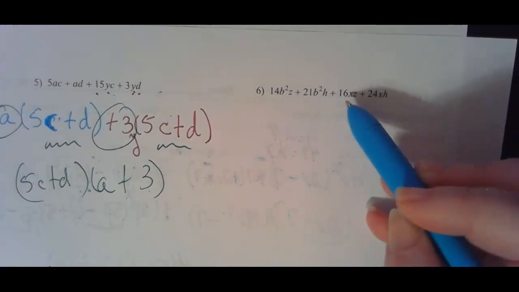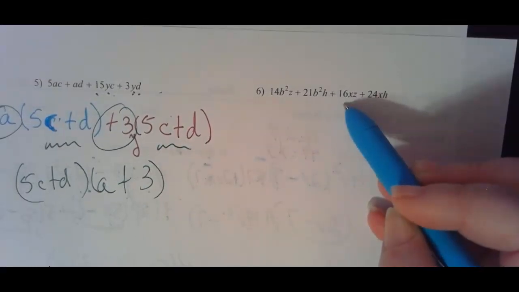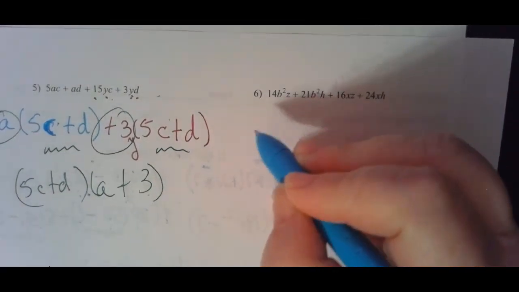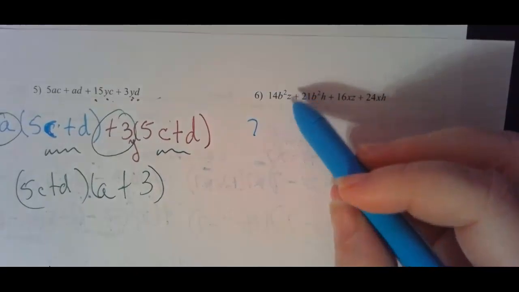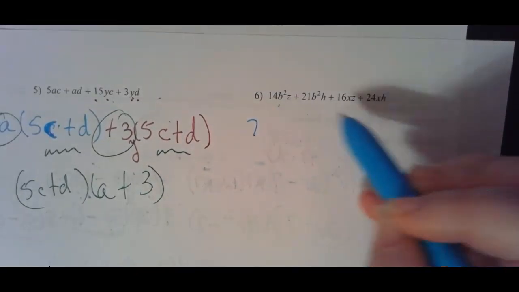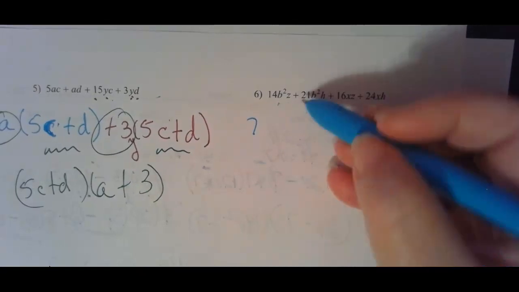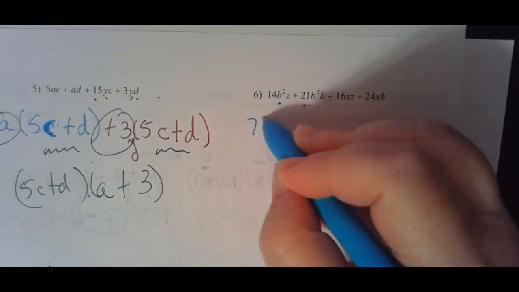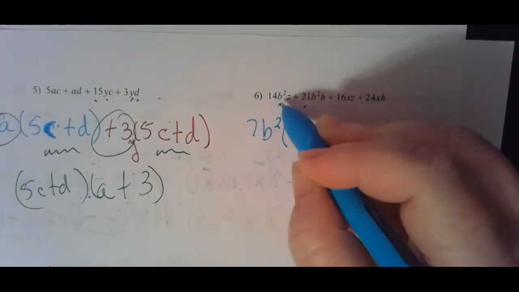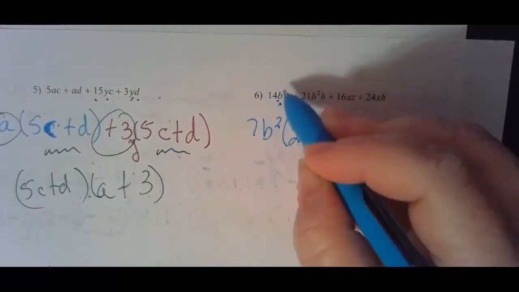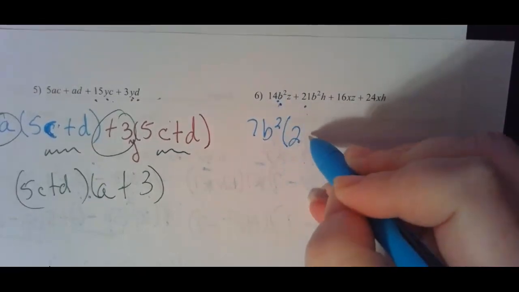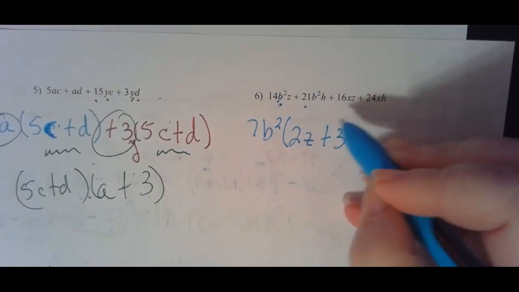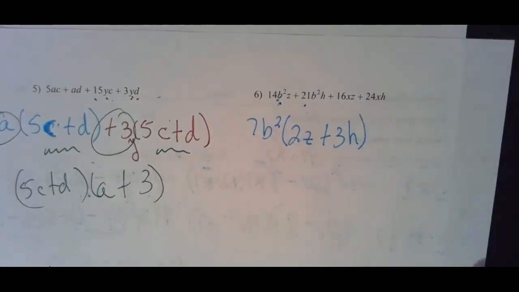14, 21, 16, it does not have a common factor. So we're just going to look at the first two. 14 and 21 have a factor of 7. We should look at the variables. B, no B's, no B's. Z, no Z's. So 7, this has a B squared, this has a B squared, so it's going to be 7B squared for these two. Leaves me with 2. B squares divide out, leaves me with Z plus 3. B squared factors out H.